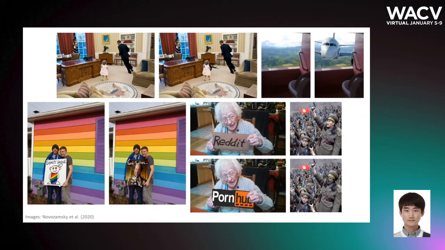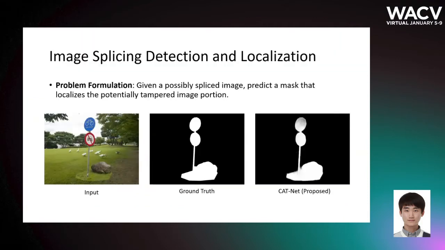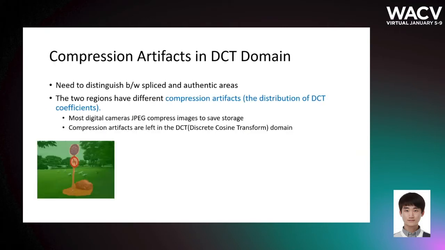This can be used for bad purposes such as fake news, false propaganda, or fake evidence, so it is important to detect image splicing. To be specific, our task can be summarized as: given a possibly spliced image, predict a mask that localizes the potentially tampered image portion.